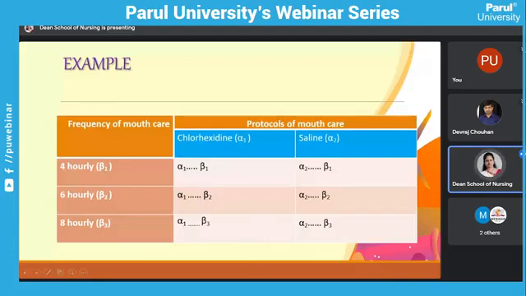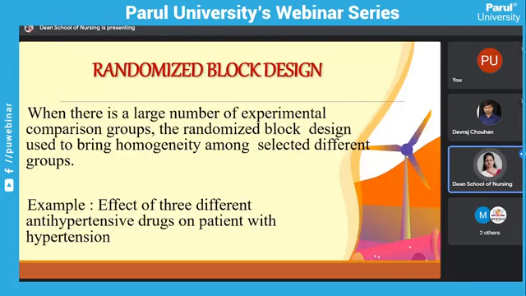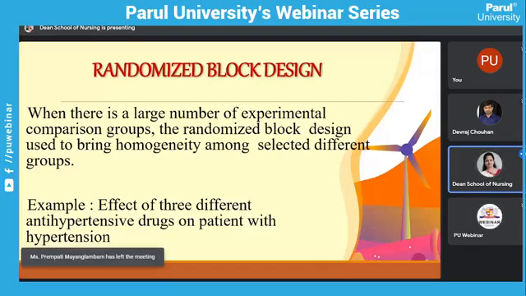Randomized block design. Here, there is a large number of experimental comparison groups. The randomized block design is used to bring homogeneity among selected different groups. Example, effect of three different antihypertensive drugs on patients with hypertension.